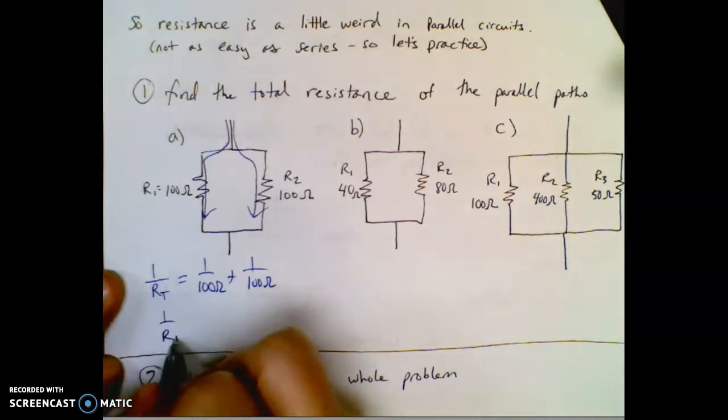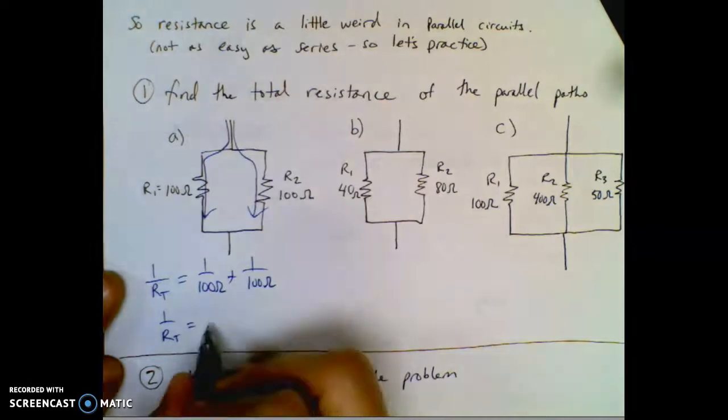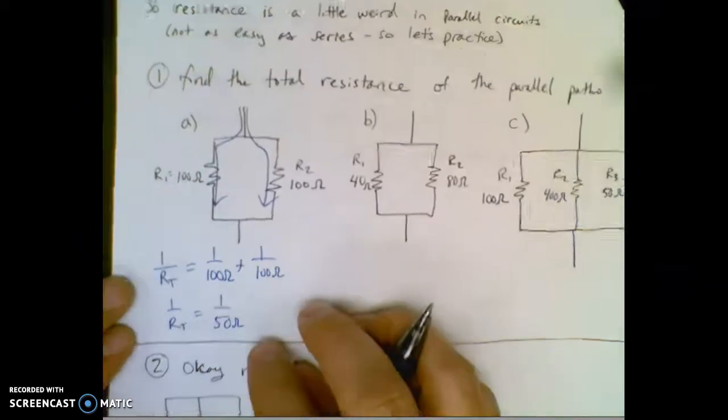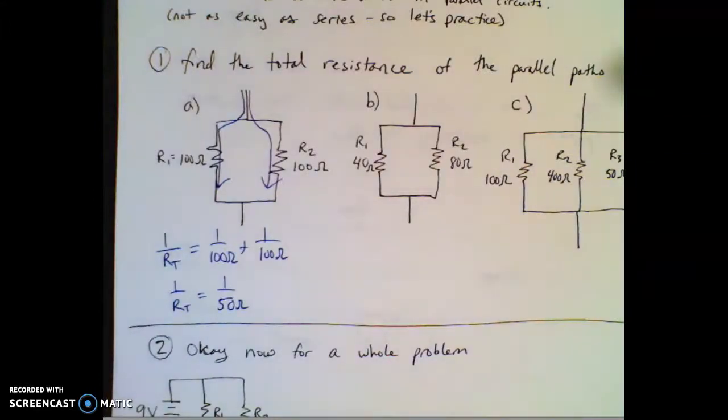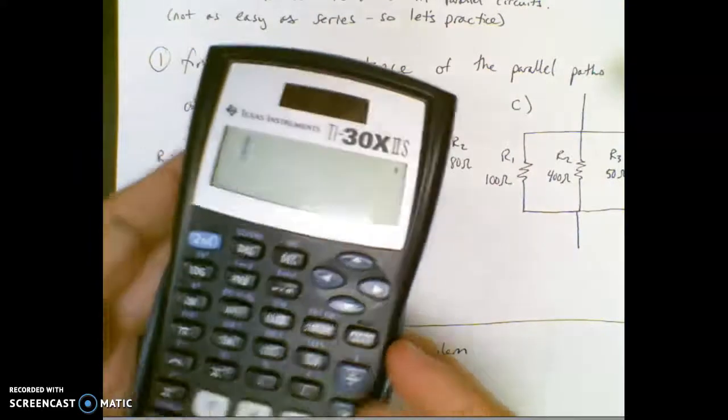And if you do that in your calculator, you get 1 over 100 plus 1 over 100, which is 2 over 100, also known as 1 over 50 ohms. And then if you already have a fraction, you can flip it. If you want to learn how to do this on your calculator, I'll show you real quick. It's not hard. You got 1 over 100.